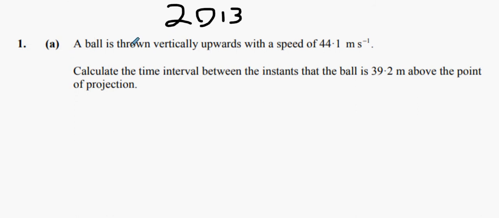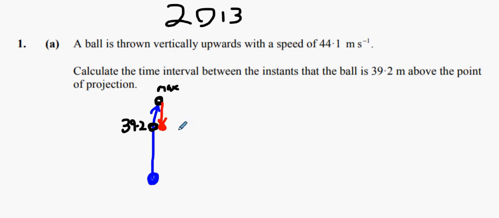A ball is thrown vertically upwards at a speed of 44.1 meters per second. Calculate the time interval between the instances that the ball is 39.2 meters above the point of projection. So what happens is it goes up, it hits the 39.2 mark once, then it hits its maximum height, more than likely. I don't know what the maximum height is. Then it comes back down again, and it once again hits 39.2.